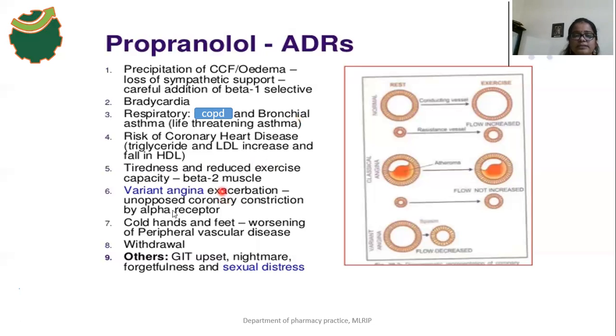Variant angina exacerbation also occurs, that is unopposed coronary constriction by alpha receptors. These are the adverse drug reactions of propranolol.